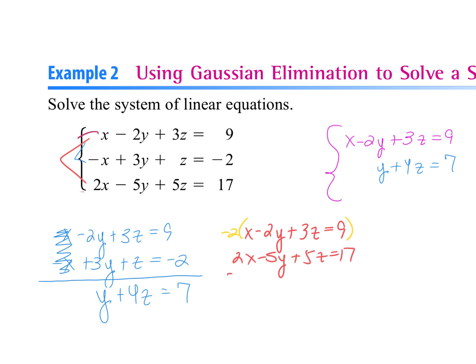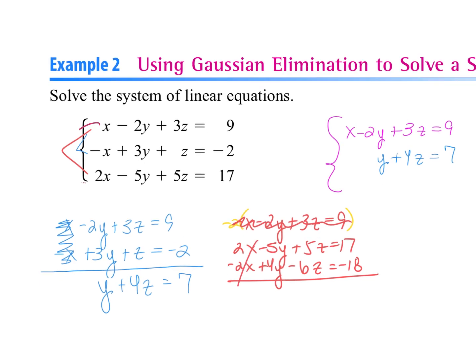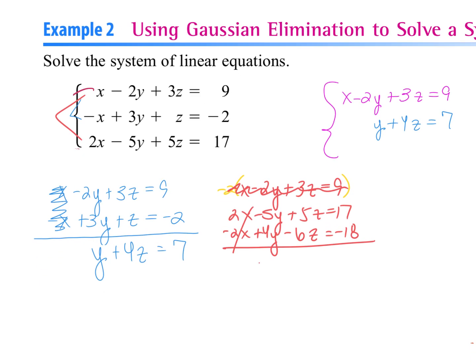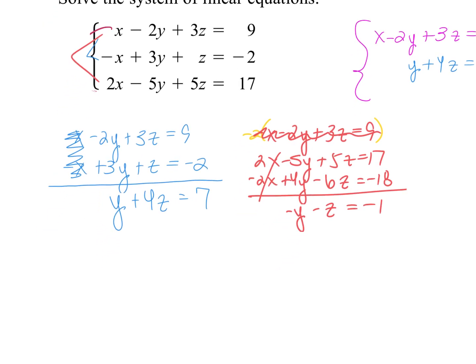When I distribute this negative 2, this becomes negative 2x, negative 2 and negative 2 becomes positive 4y. Negative 2 and 3 becomes minus 6z, and negative 2 and 9 becomes negative 18. So now this isn't there anymore, and then when I combine, my x's cancel. Negative 5y plus 4y is just negative y, and then 5 minus 6 gives me negative z equals negative 1. So now again, if you refer to my last slide, it said the first step to find equation number 3 was to take 1 and 3 and eliminate x. Now we have two equations left over that have a y and a z.